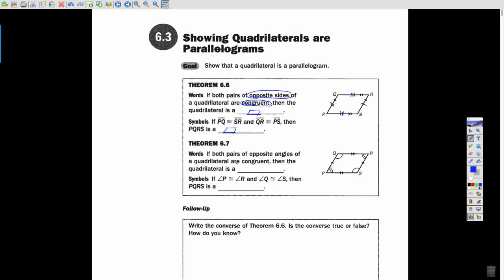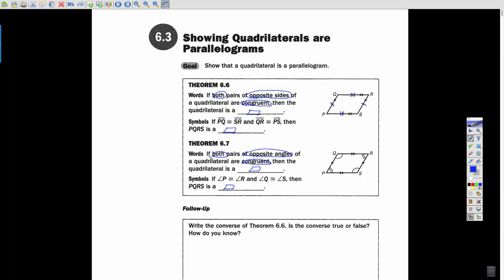Okay? Now this theorem says if both pairs, it has to be both pairs of the opposite angles of a quadrilateral are congruent, those are the keywords, then this time again, my quadrilateral is a parallelogram. So either both pairs of sides are congruent or both pairs of angles are congruent. See how they drew the tick mark? Opposite angles, both pairs are congruent. Therefore, right there, I have a quadrilateral, I have a parallelogram.